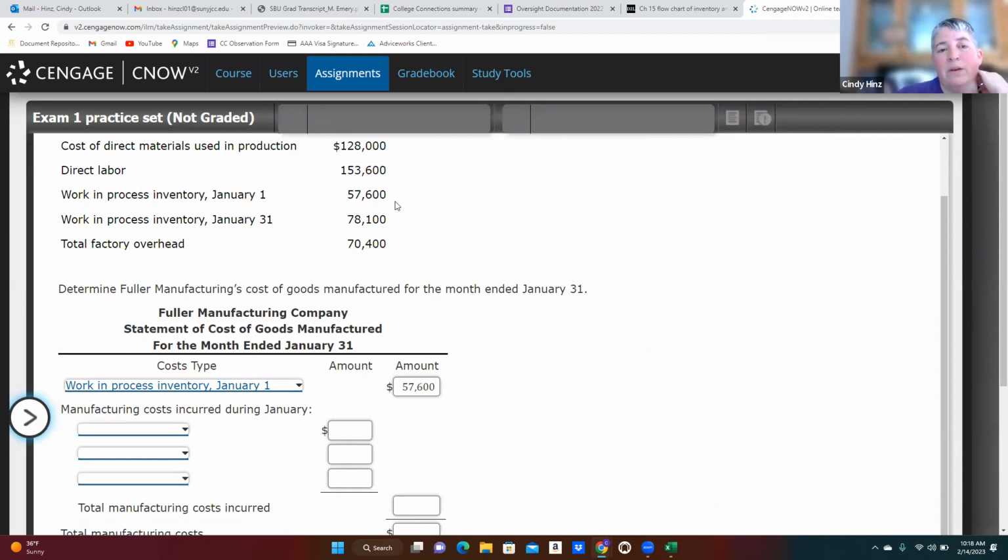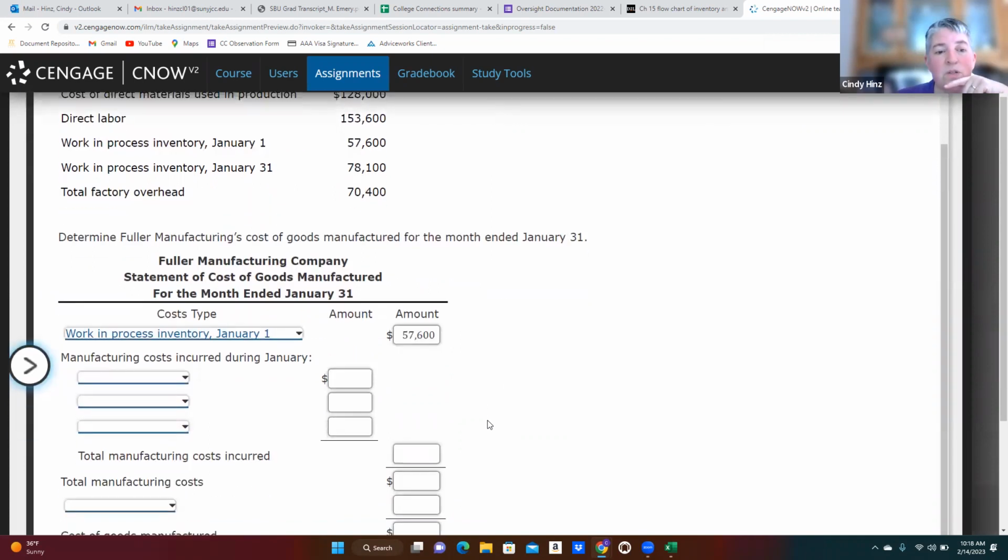With the information I have in my exercise, my beginning work in process was $57,600. What's included in there? Again, direct materials, direct labor, and some overhead that's been applied. So that's product that we had started last year, but we weren't done with it. And so it's still sitting in work in process inventory on our balance sheet at the end of December. And therefore, that's our opening balance for January 1st.